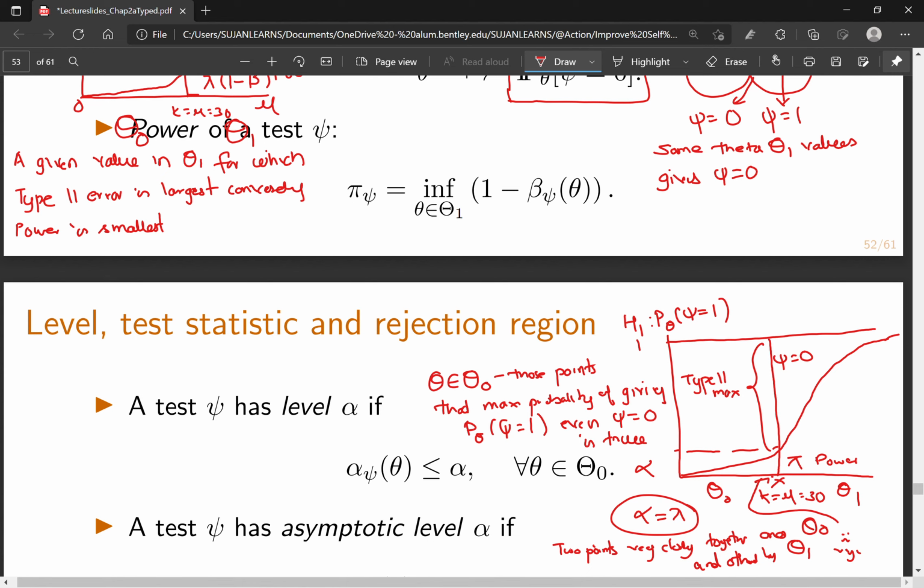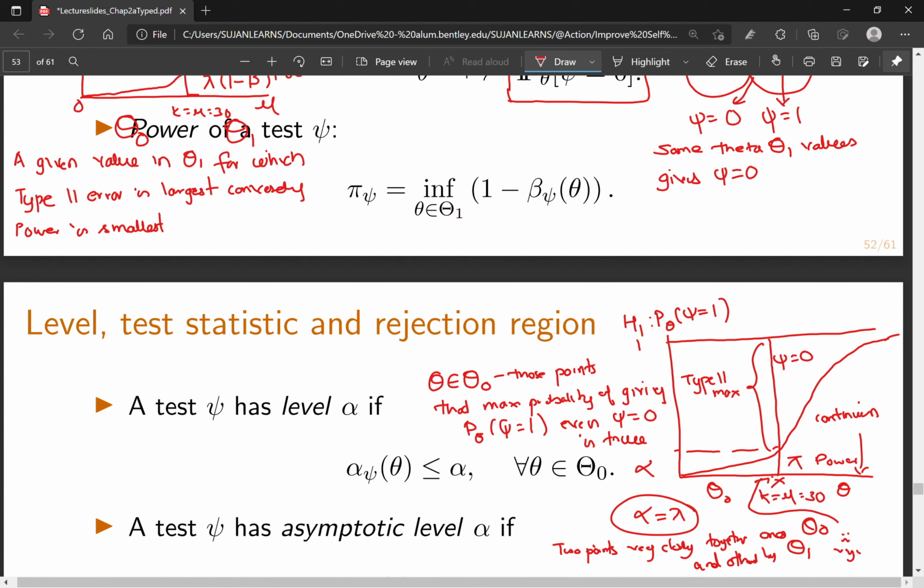One has the maximum probability of giving you the type 1 error, and another has the maximum probability of giving you the type 2 error, and they are very close together in this continuous line. This is a continuous line, not a discrete line. Even though these are two different points, they are very close together.